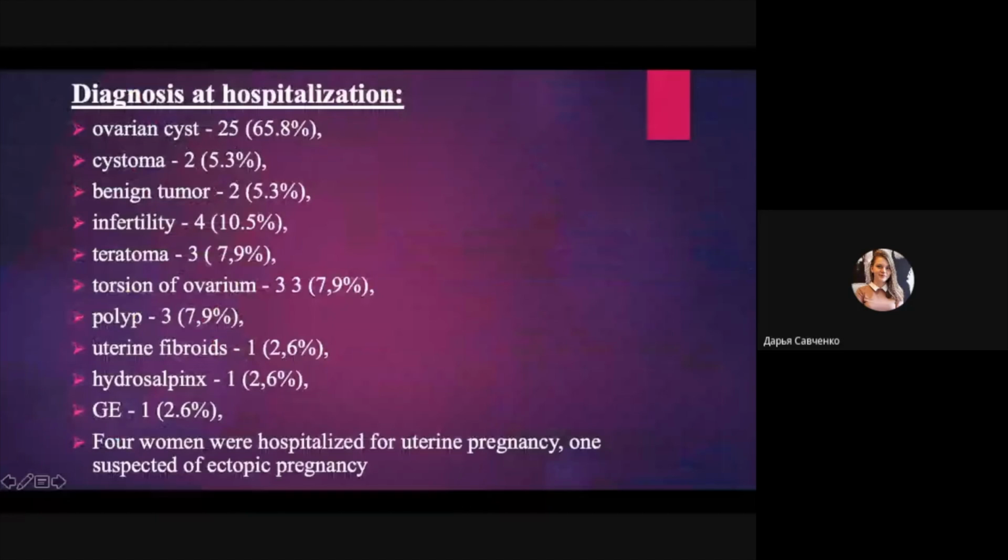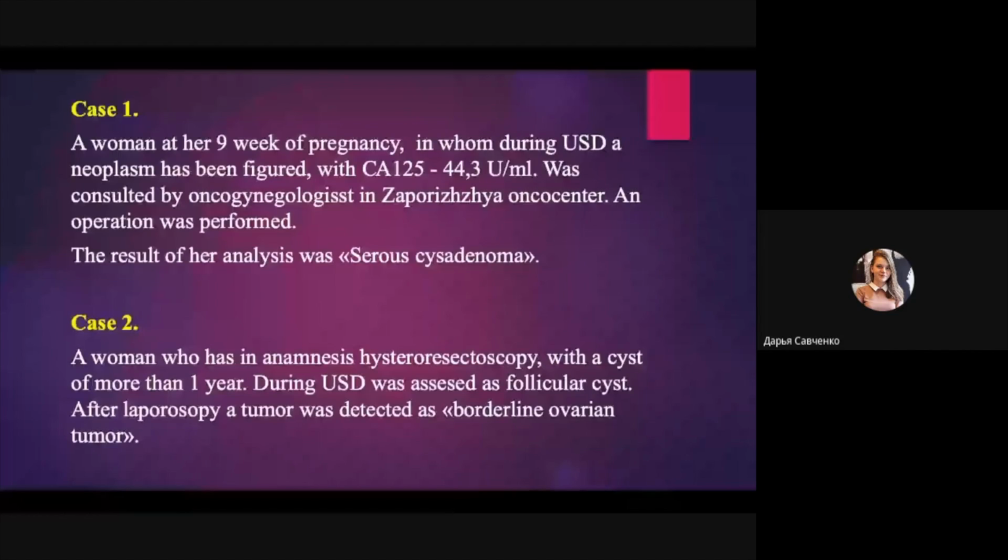Diagnosis of hospitalization was ovarian cyst in 25 cases, cystoma, benign tumor, and infertility in 4 cases. 4 women were hospitalized at 9 weeks of pregnancy, in whom during ultrasound a neoplasm was found. With CA 125, she was consulted by an oncogynecologist in the Zaporizhzhia Onco Center. An operation was performed. The result of her analysis was serous cystadenoma.